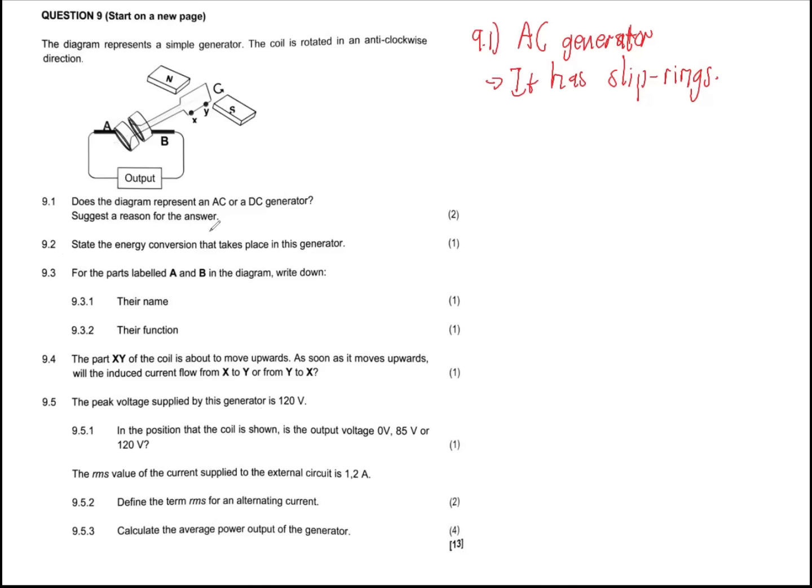Then 9.2 says, state the energy conversion that takes place in this generator. This is a generator, so we know a generator would have to take mechanical energy to electrical energy. Right, so you get the mark for that. Then 9.3, they say for the parts labeled A and B in the diagram, write down their name.